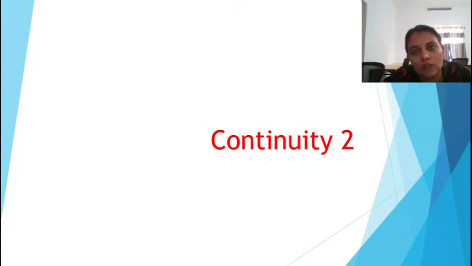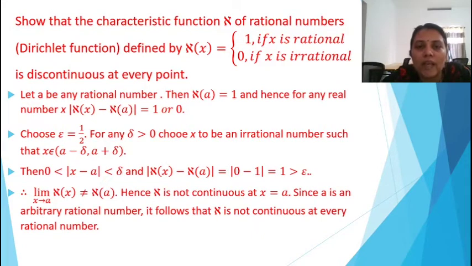Today we have to do some more problems of continuity. The first problem is: show that the characteristic function, written as chi of rational numbers, or Dirichlet function, defined by chi of x equal to 1 if x is rational, equal to 0 if x is irrational, is discontinuous at every point. So we have to take a rational point and show that it is discontinuous there. Similarly, we have to take an irrational point and show that it is also discontinuous.